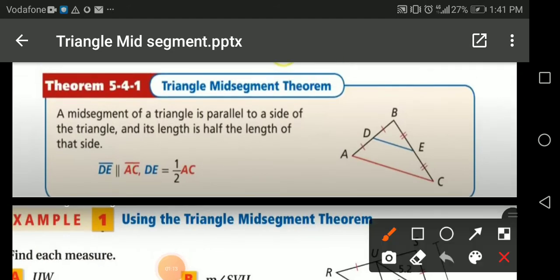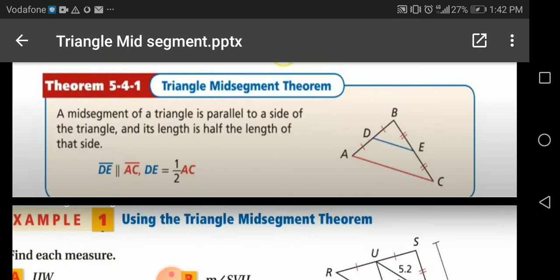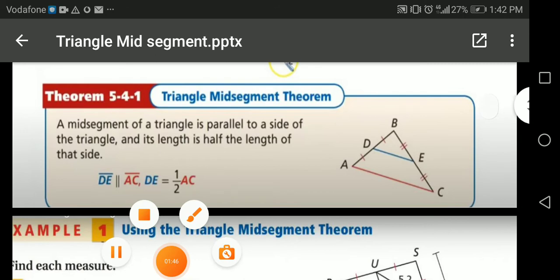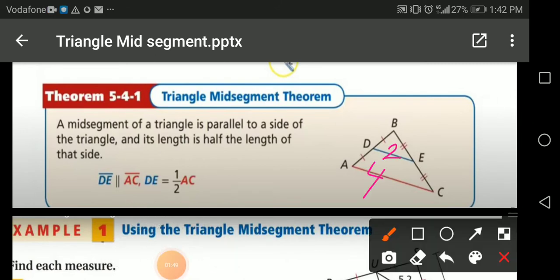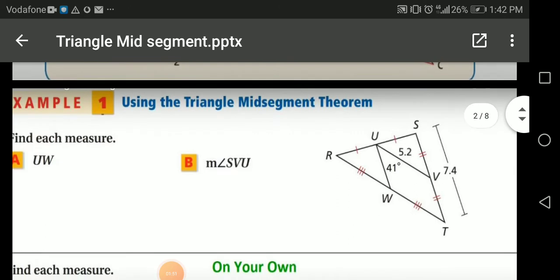If you have this segment DE, it is parallel to the side AC. So again, the midsegment DE is parallel to the side AC. You remember parallel? Okay, so therefore we conclude that DE is half of AC. DE is half AC. Let's have an example: if this is 2, this will be 4. Let's see some examples here, guys.